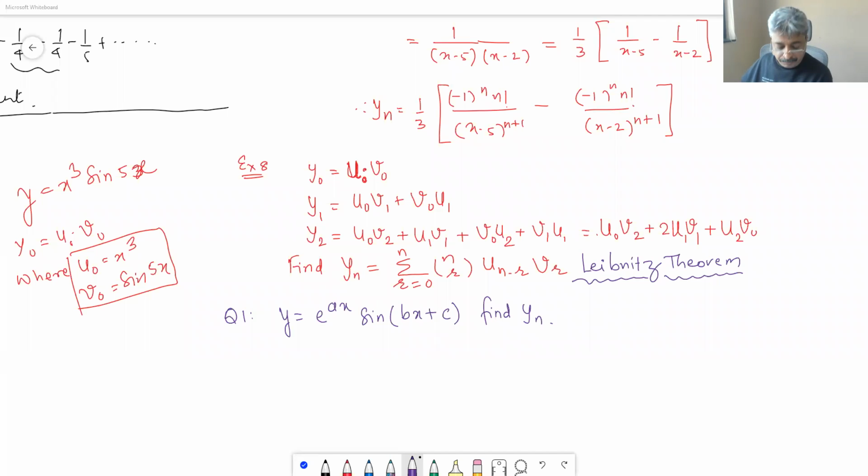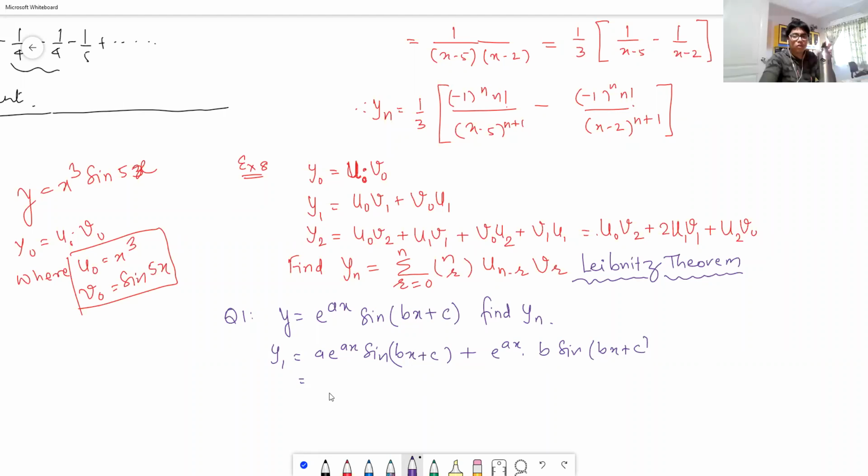Okay, what will be our first derivative in this case? First derivative y1 is equal to, suppose we keep sin bx plus c as it is, then derivative of e raised to ax is a e raised to ax sin bx plus c, plus we keep e raised to ax constant into b sin bx plus c.